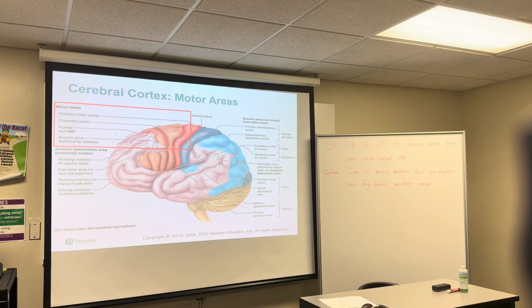So as you can see, the motor areas are only in front of the central sulcus, this precentral gyrus, the primary motor cortex. And then you have the what? Premotor cortex and the frontal eye field. And then you have this Broca's area right here.